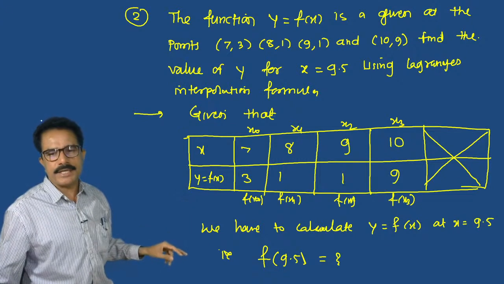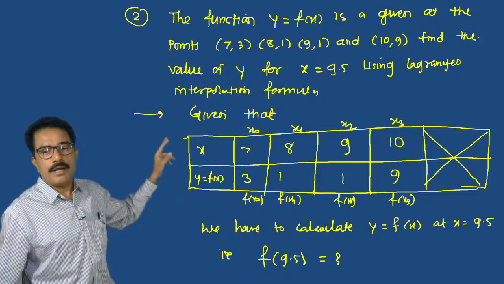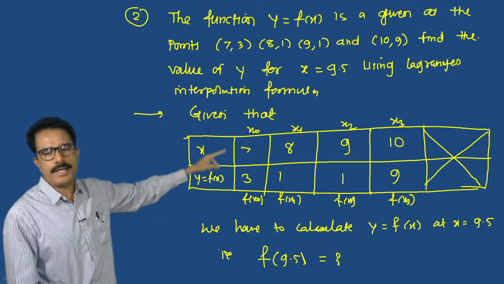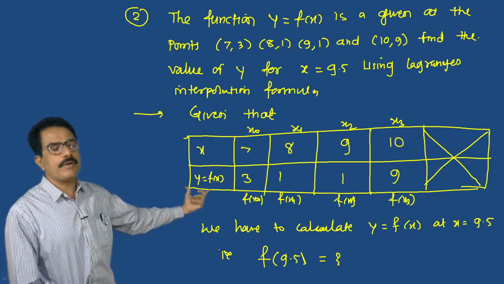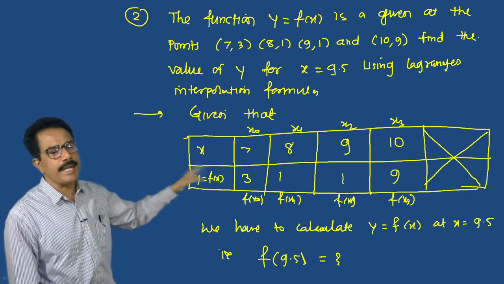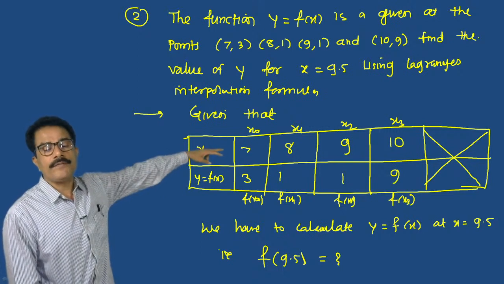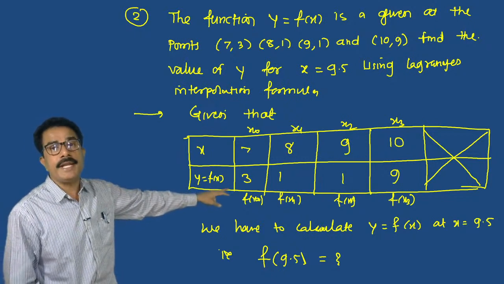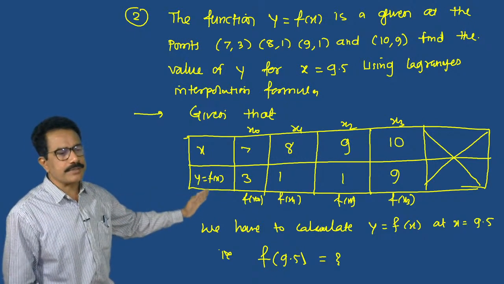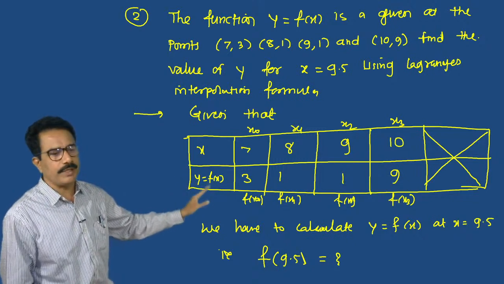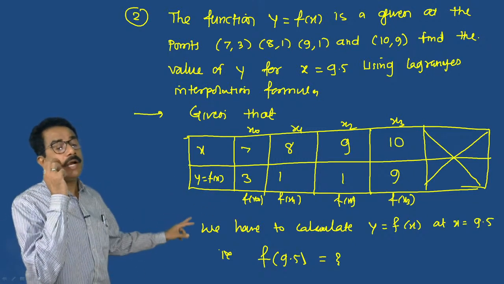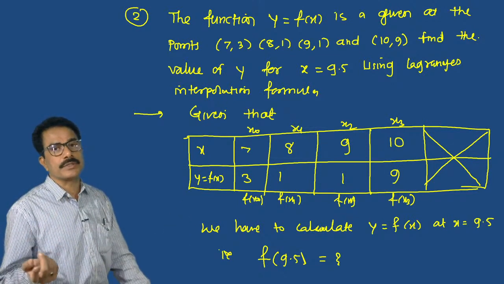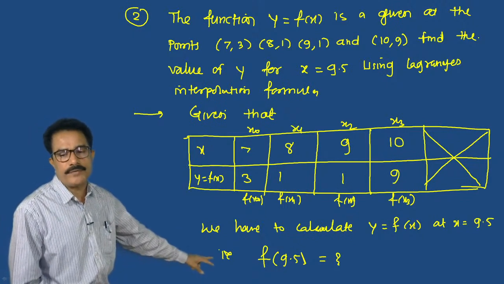Now in this case x is equal to, according to the curve, the values of x are given as 7, 8, 9, 10. Corresponding values of y are f of x: 3, 1, 1, 9. The values of x are considered as x0, x1, x2, x3. Values of entries are considered as f of x0, f of x1, f of x2, f of x3. Now we have to calculate y is equal to f of x at a point x is equal to 9.5. That means we have to calculate f of 9.5.